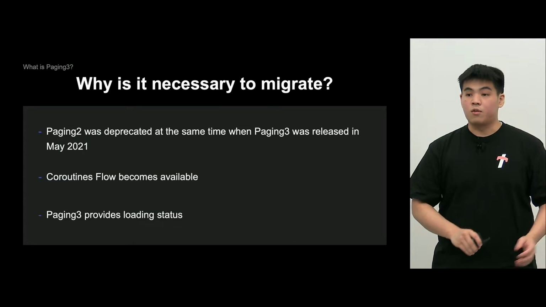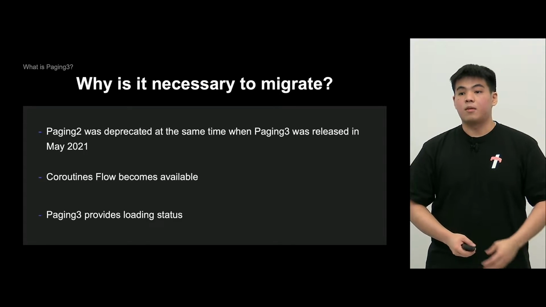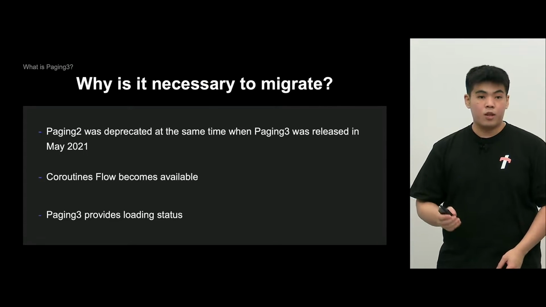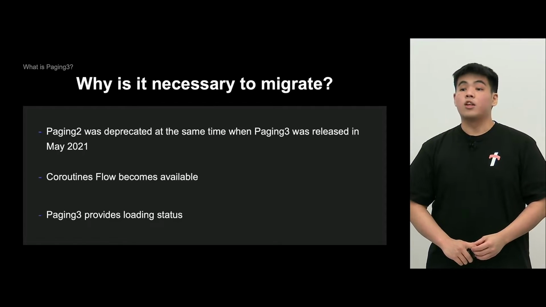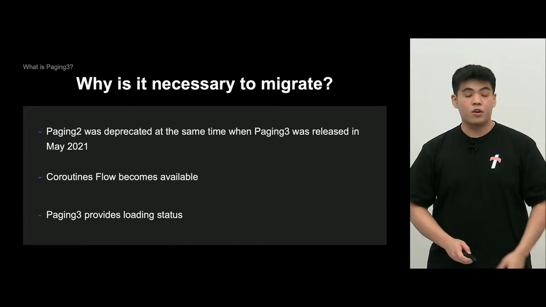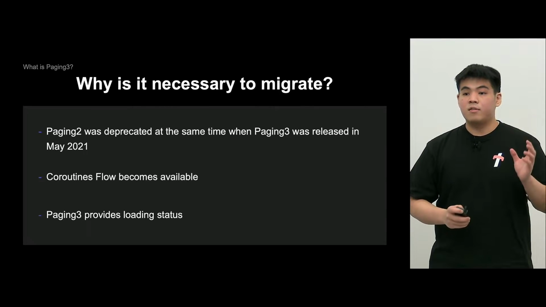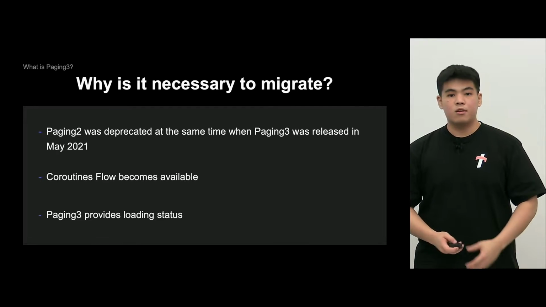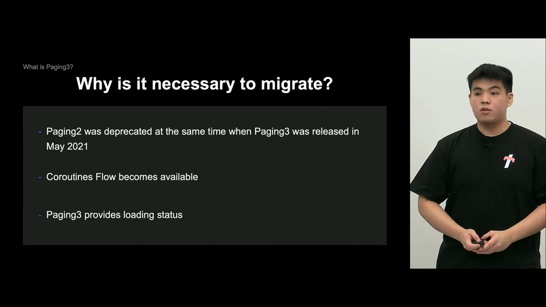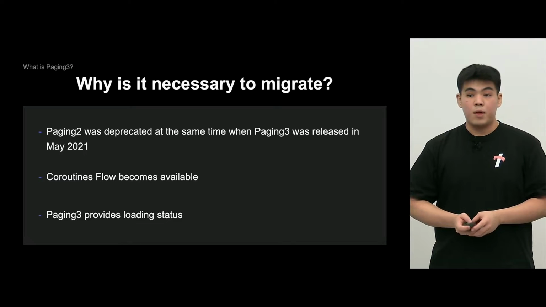So why did we need to migrate? There are 3 main reasons. With the release of Paging 3, Paging 2 is now deprecated. This means that it will not be updated and we will not be able to benefit from the latest releases. Up to Paging 2, only LiveData was supported, but from Paging 3, coroutine Flow is supported. This makes it more compatible with apps implemented using coroutine Flow.